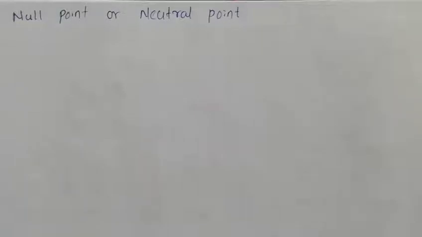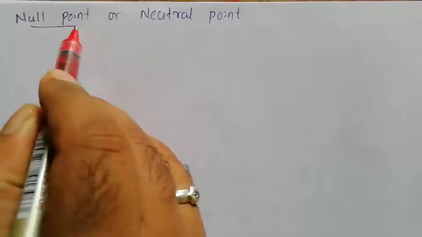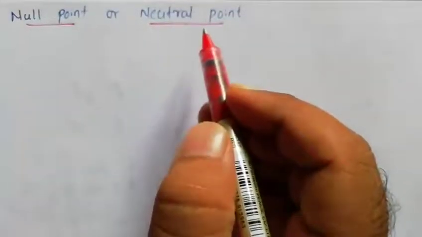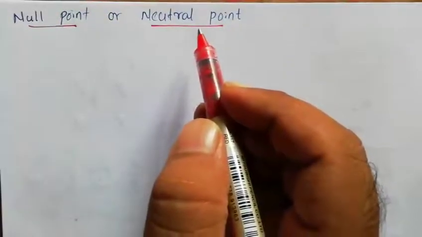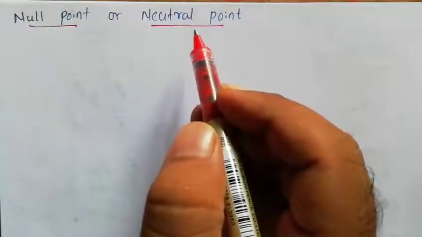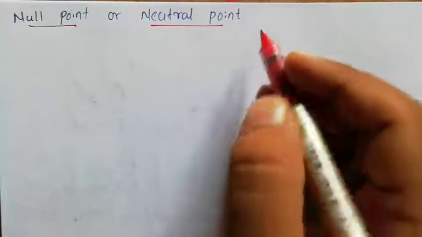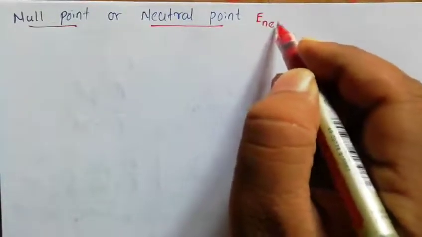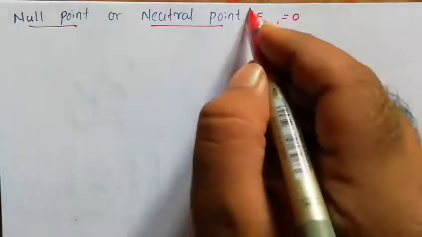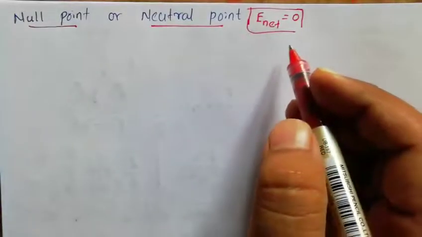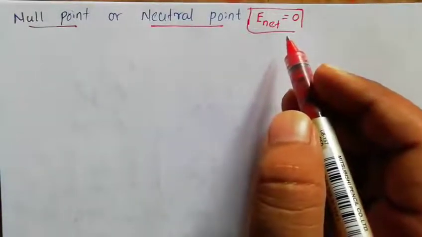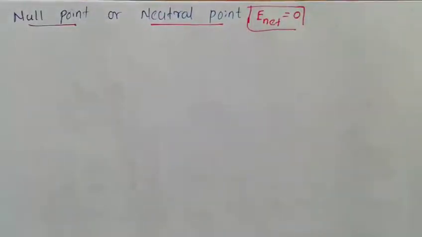So the topic we take now is null point or neutral point. What is meant by null point or neutral point, that we need to see. Null point means where there is no electric field strength, means the net electric field becomes 0. So E, the net electric field strength, becomes 0. It doesn't mean that there is no electric field. There is an electric field, but the net force or net electric field acting at that point is 0.